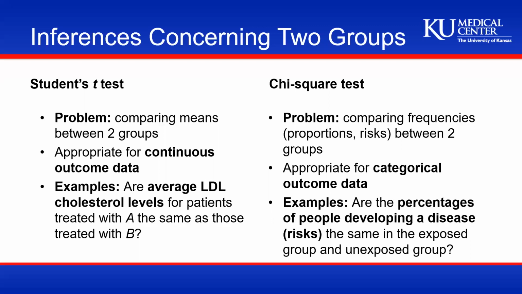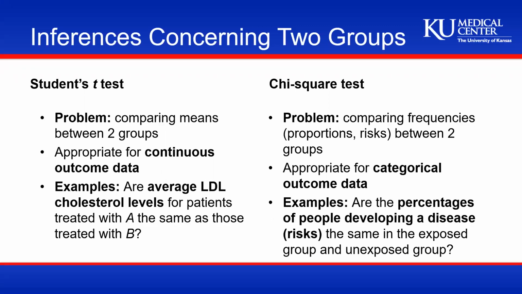In the t-test, you're comparing the average outcome, the average response between two groups. In the chi-square test, you're comparing the frequencies of responses across different categories. You can do that in terms of a proportion or a percentage, or you can think of it in terms of risks, depending on the kind of study.